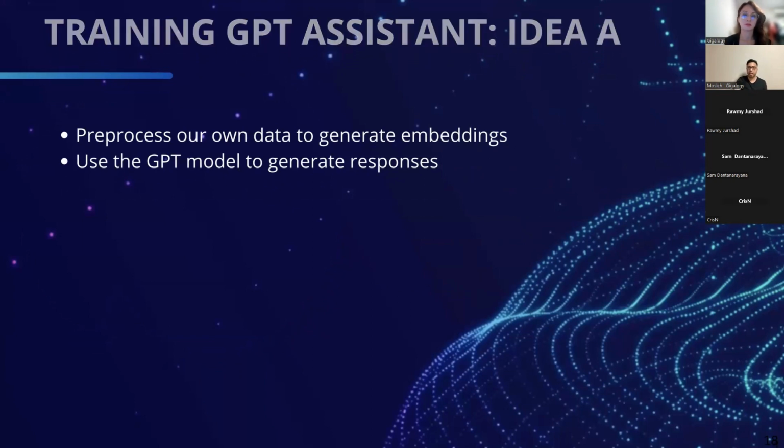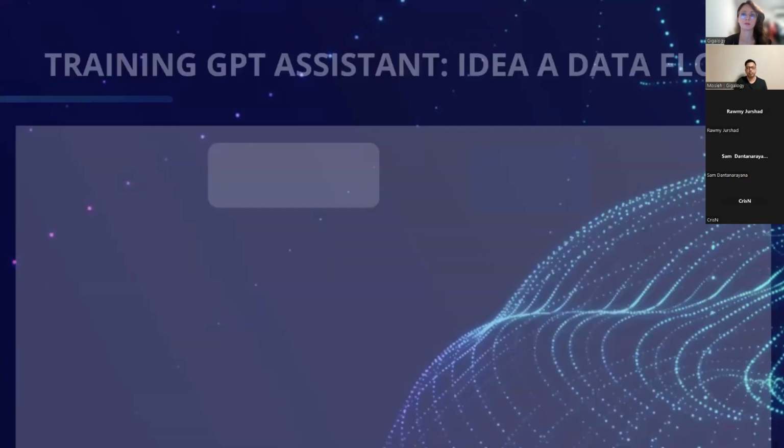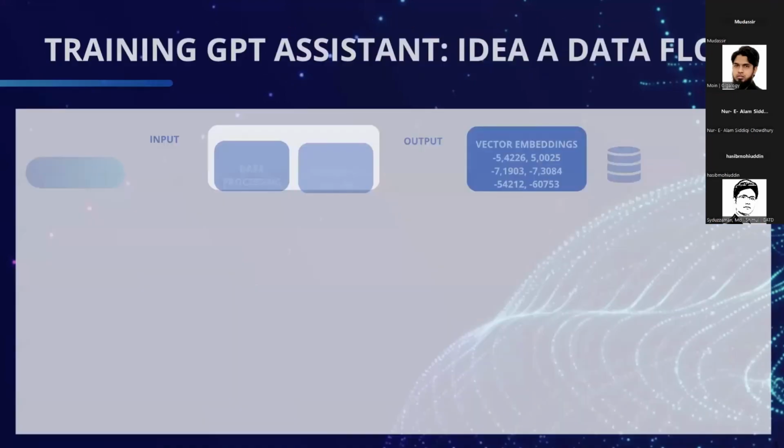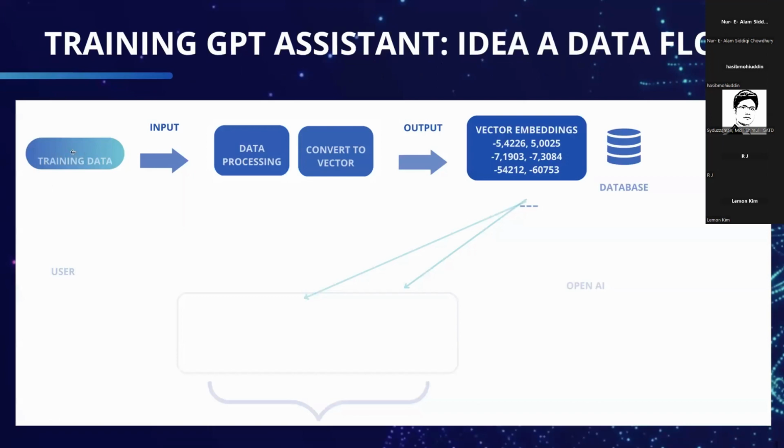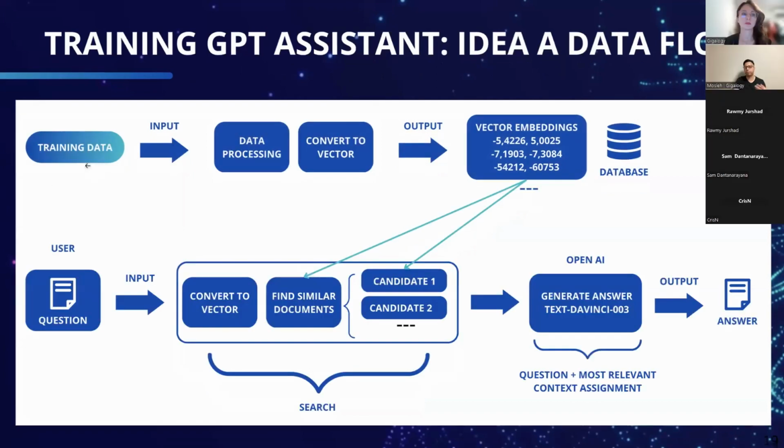So let's take a look at how this might look from the data flow point of view. Imagine you have a lot of training data. Let's say you want to build a customer service bot. That means you have a lot of questions and answers on specific topics. Then you can process that data and convert it into a vector, and usually your vector will look much longer. For simplification, I just put it this way. And you might want to use a database to hold that source of information.